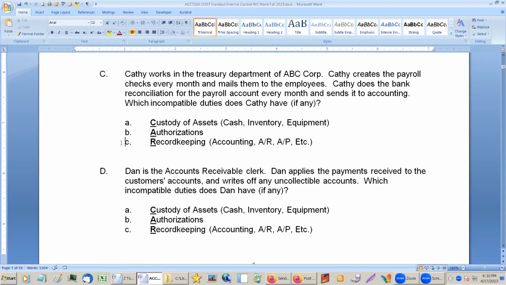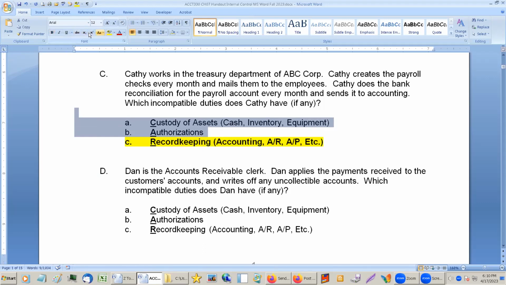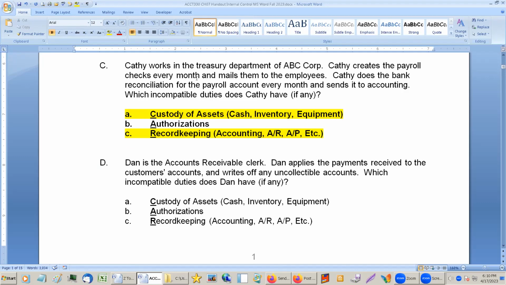C for sure. Yep, the bank reconciliation. And A. Yep. She has the checks, which she's supposed to have. So the checks are fine. The Treasury Department deals in cash. They're supposed to run the payroll checks and stuff like that. They write checks. But the record keeping comes out of the reconciliation. Journal entries come out of it. So she should not be doing the bank reconciliation.